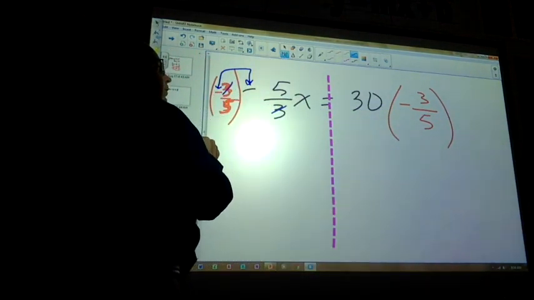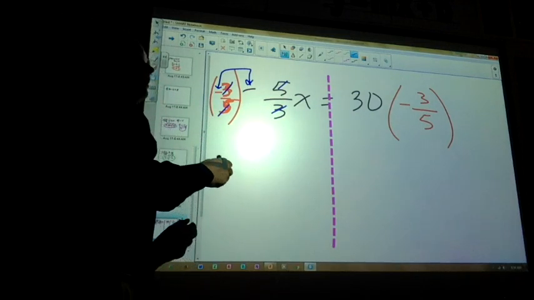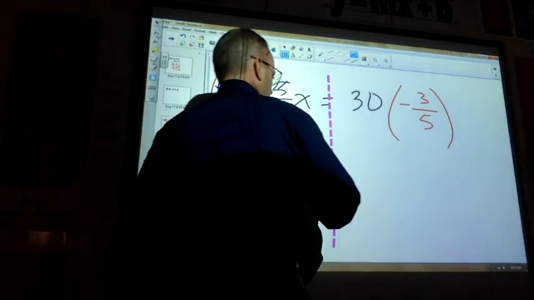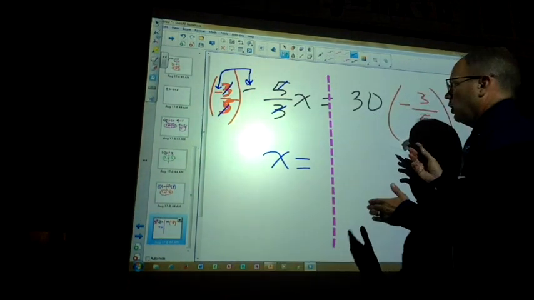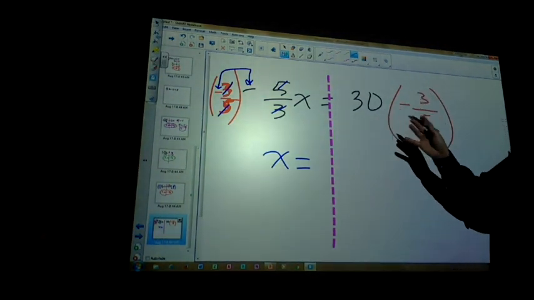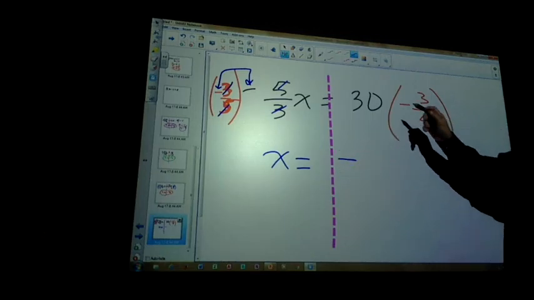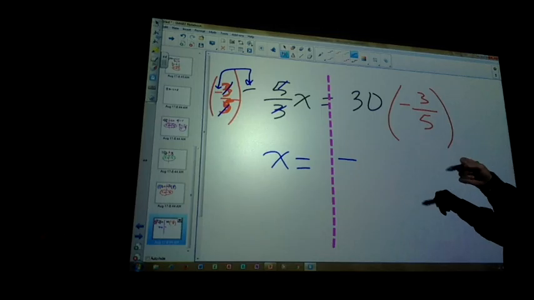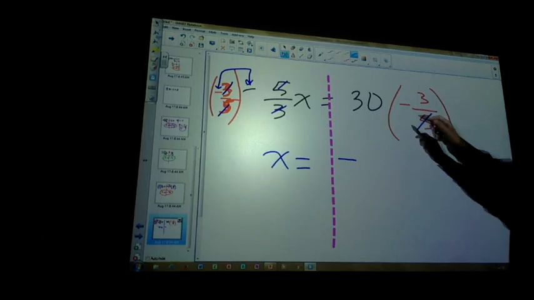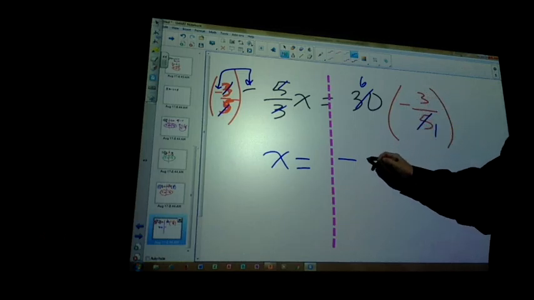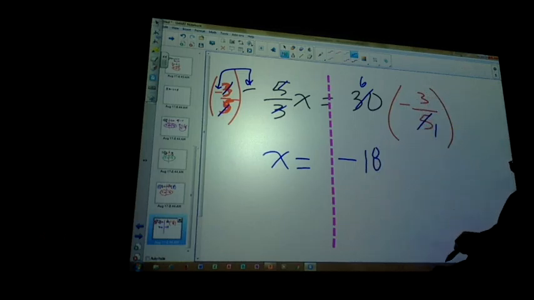So that 3 reduces with that 3, that 5 reduces with that 5. What do I have on this side? X. All right. What do you definitely know my answer is going to be on this side? Is it going to be positive or negative? Negative. All right, so we're good there. Okay, so 30 times 3 is 90. 90 over 5 is some number. Or you can go 5 into 30 is 6. 6 times 3. And we knew it was supposed to be a negative answer, right?